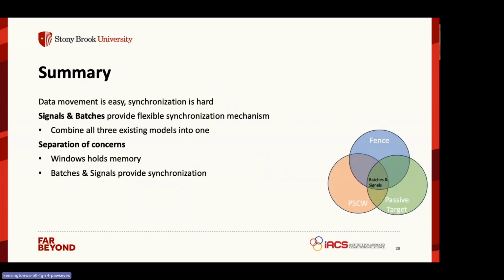So in summary, data movement is easy, synchronization is hard. We don't really give you a good way of doing that today. At least Thomas and I think that signals and batches provide a nice and flexible synchronization mechanism that combines everything we have today into one model, and you can mix and match whatever you need, right? So that's nice. And we like to think of it as a separation of concerns. So the window manages the memory, the batches provide the synchronization, and they are two different things.